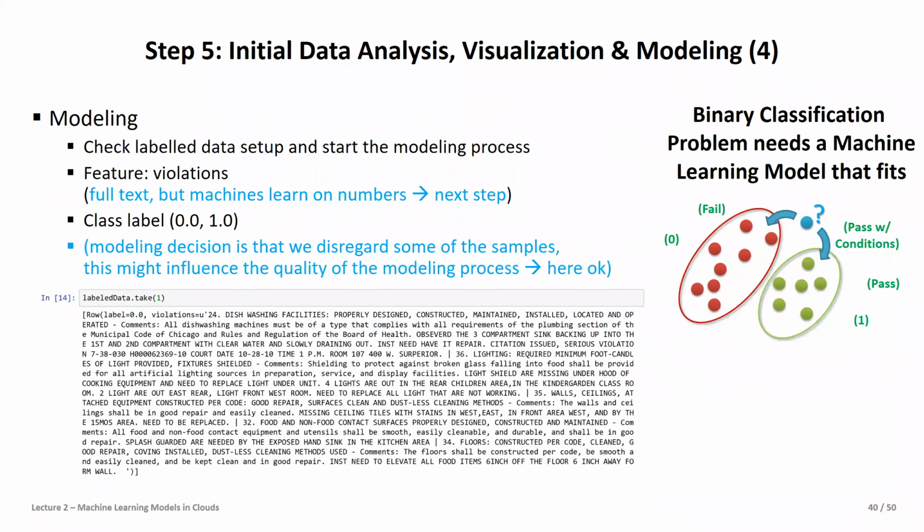Now again, modeling starts with this and thinking more about these features. And now you have the modeling, you have a 0 and 1 class, pass or fail. And now we look a little bit more at the violations.